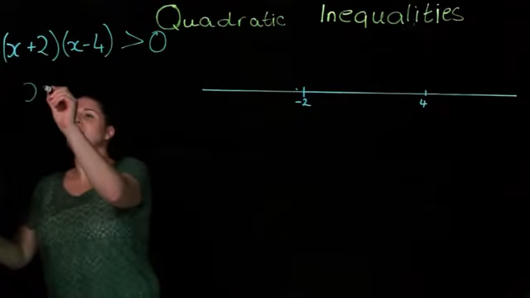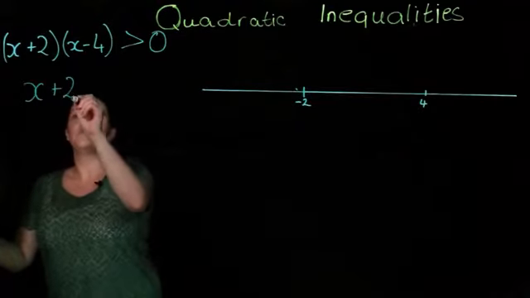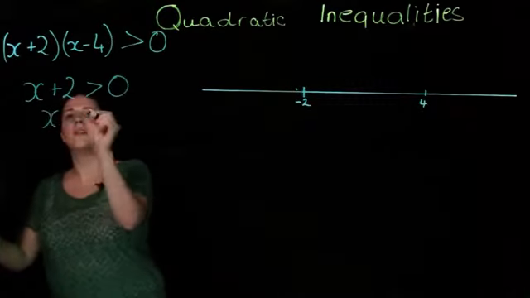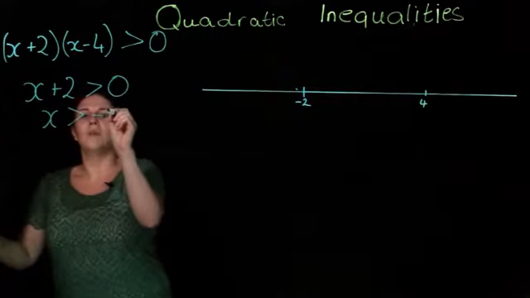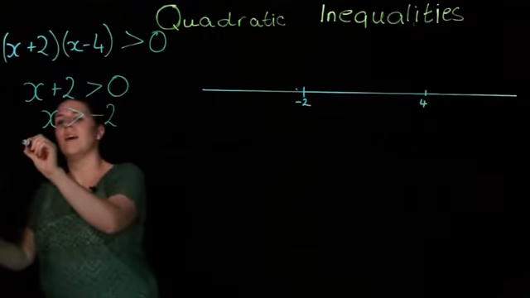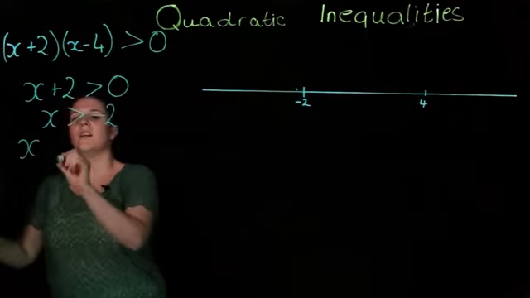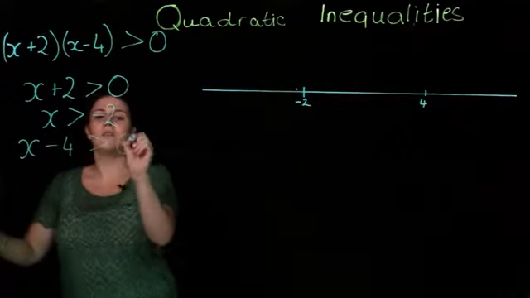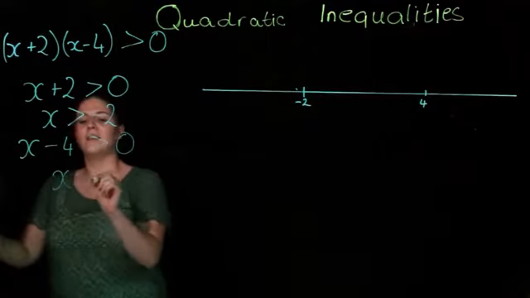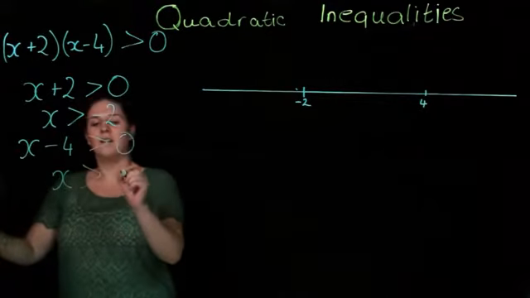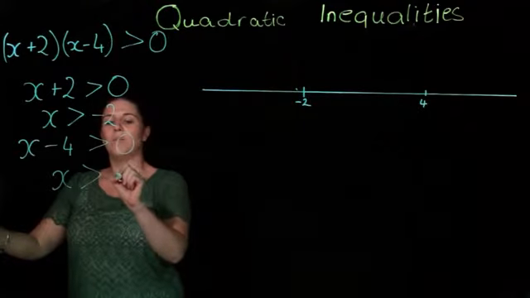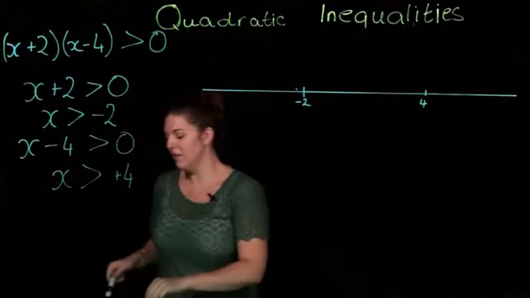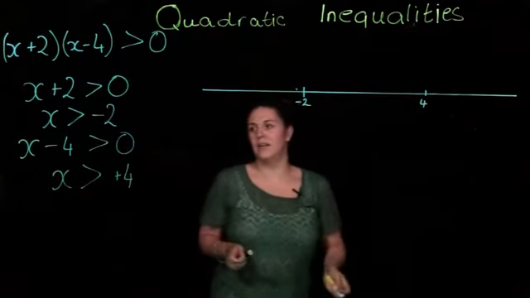So if it's positive, x plus 2 is greater than 0, which would mean that x was greater than minus 2. Again, if that's positive, x minus 4 is greater than 0. So then x is greater than plus 4, okay? I'm going to draw this on this number line.